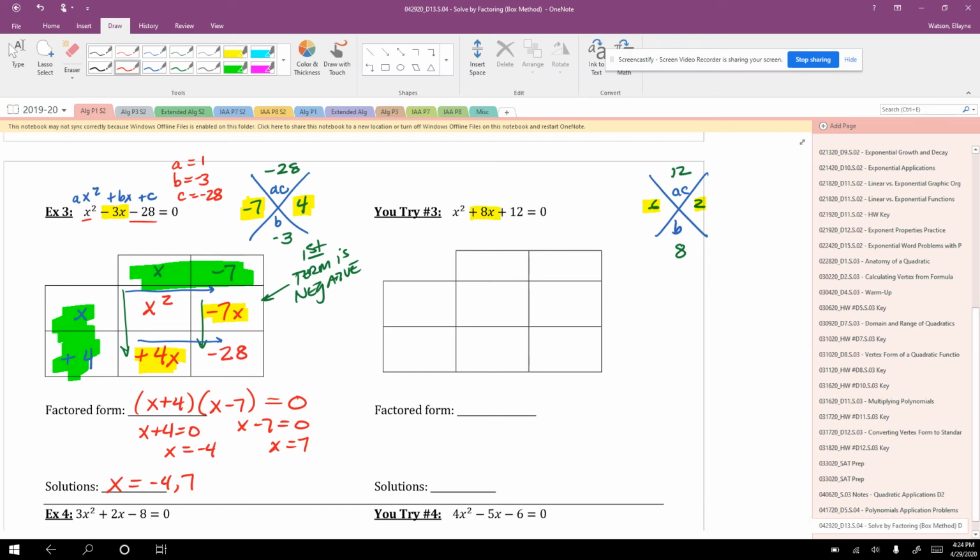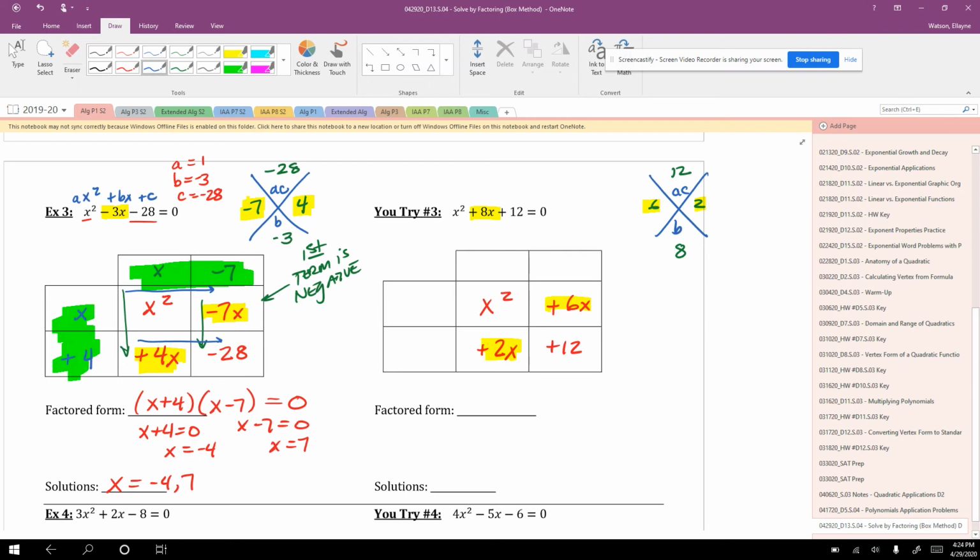All right, now I'm going to fill in the box. First and last term stay the same. Split the middle into the two numbers that you found from the x game. So this is going to be plus 6x plus 2x. And that's why we have to play the x game, guys.